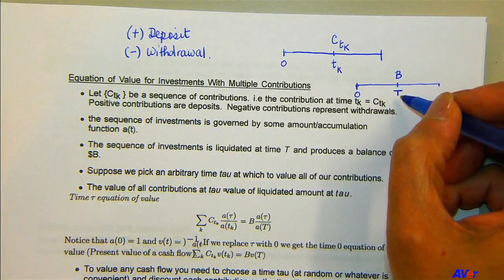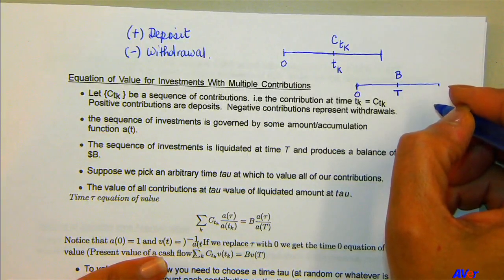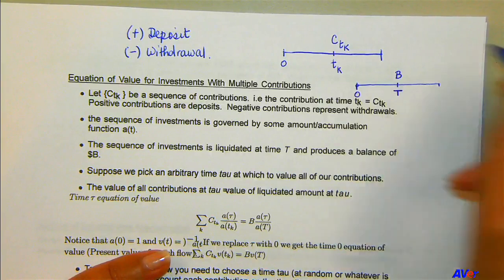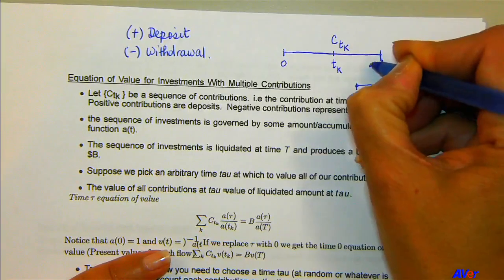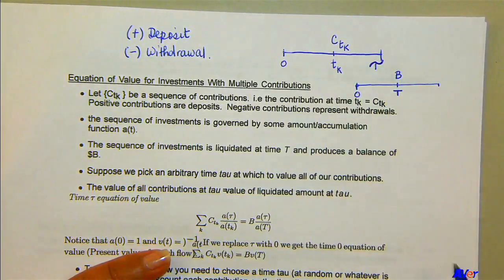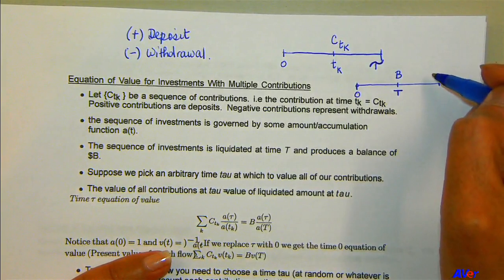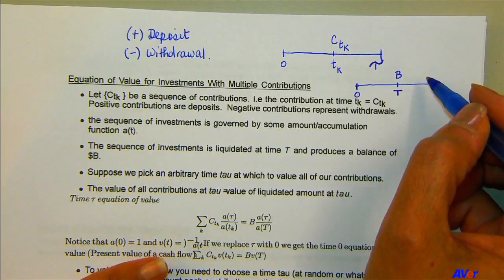Suppose we pick an arbitrary time tau at which to value all our contributions. So any time 3, time 5, time 0, whatever is most convenient for us. So let there be a time tau where we will be valuing our contributions. I will explain in a minute. The value of all contributions at tau is the value of the liquidated amount at tau. So I'm talking about the time tau equation of value.